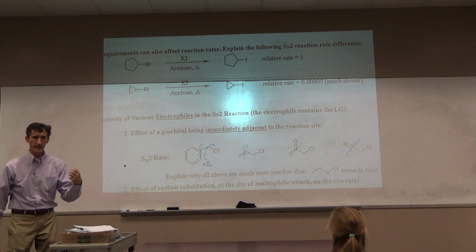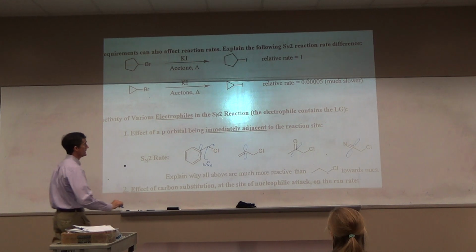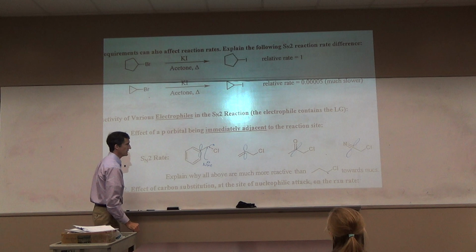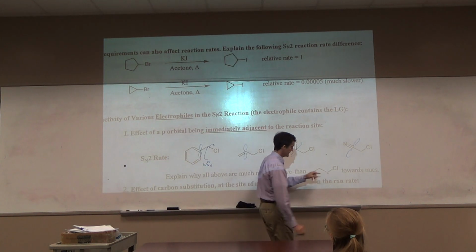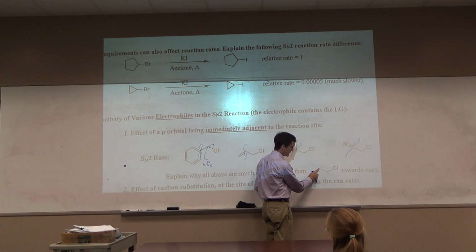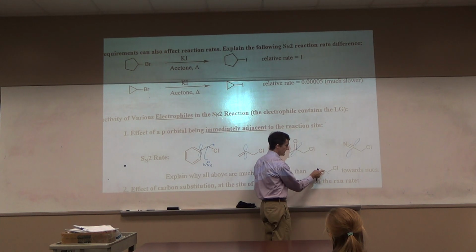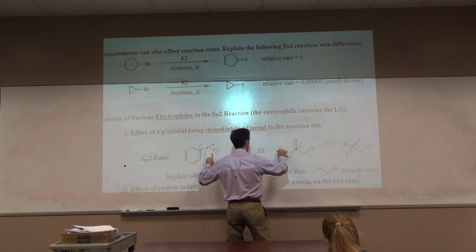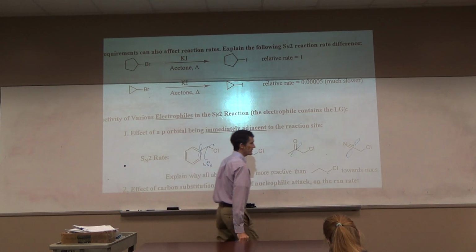It makes it more reactive. These are all more reactive in SN2 than, for example, this. Attack here. Is there a p orbital adjacent to the reaction site? No. Less reactive. Why is it more reactive if you have a p orbital adjacent to the reaction site?